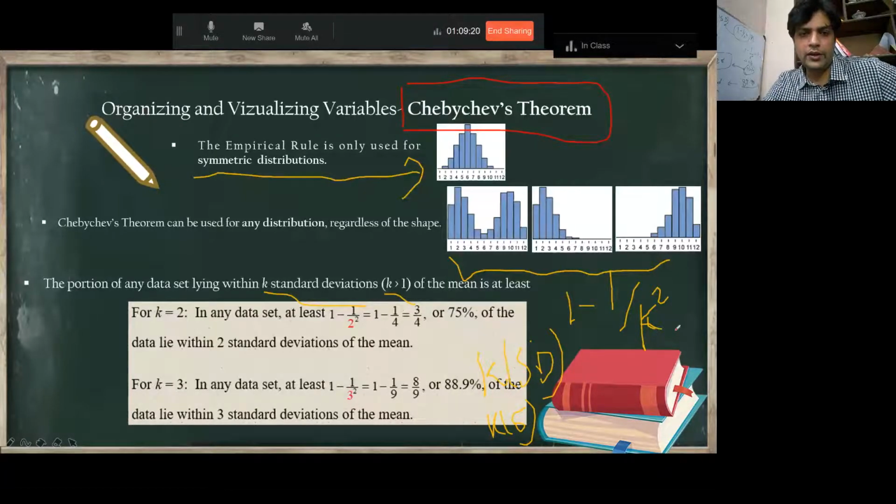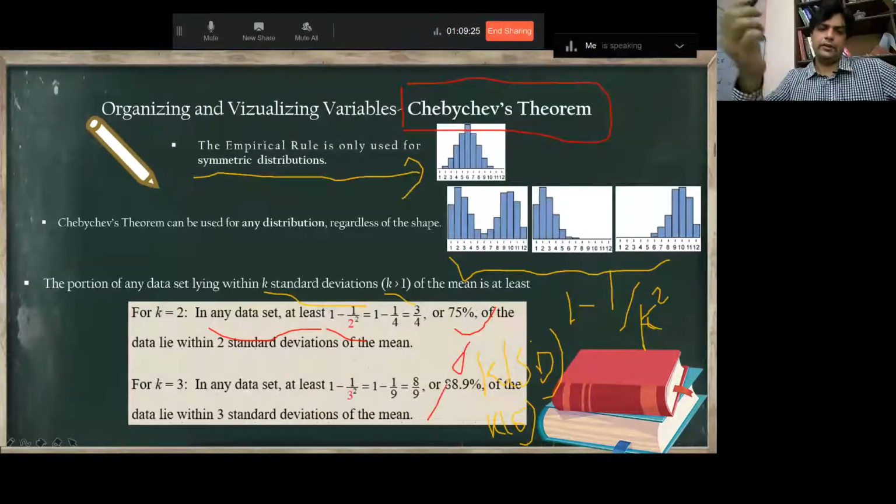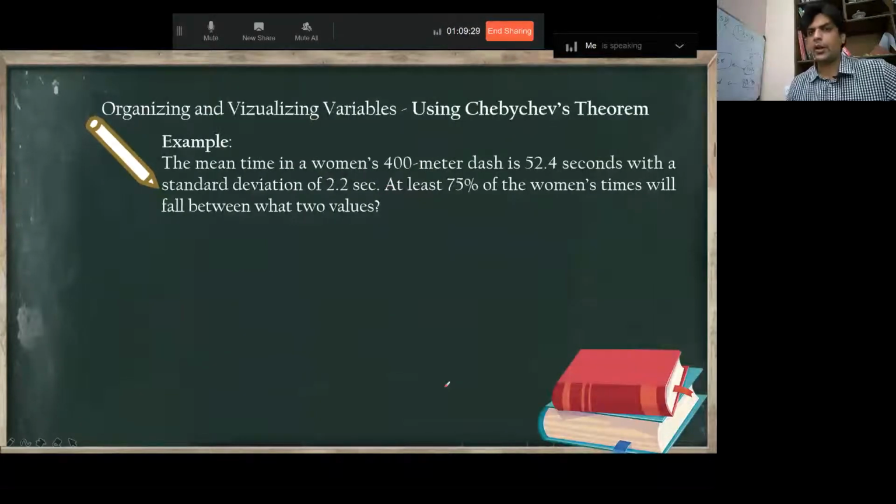So in any data set, at least this one, so we understand this. So we have calculated all these things, right? So there is no issue. You understood. Now let's take an example.